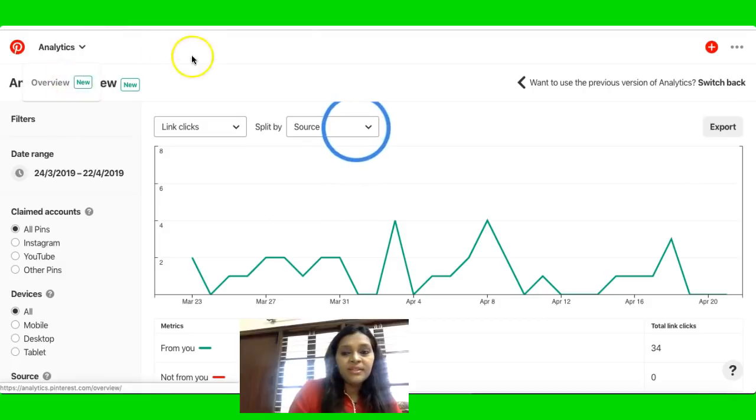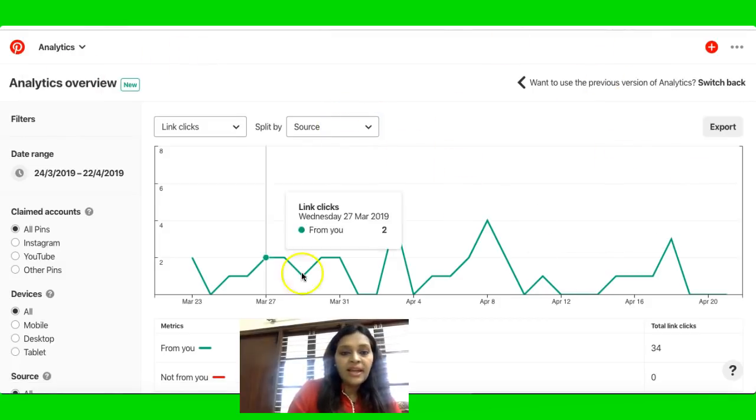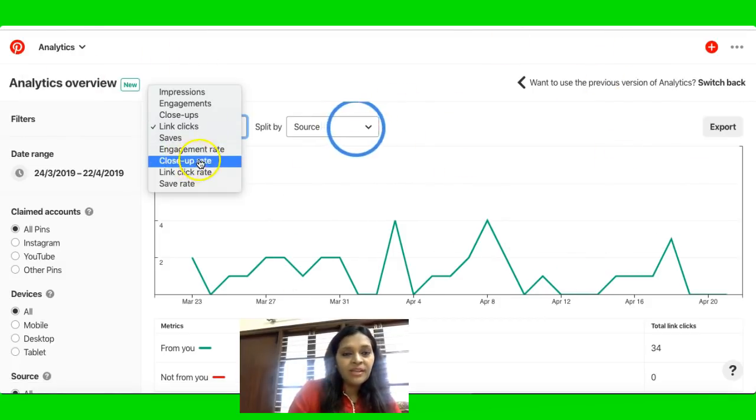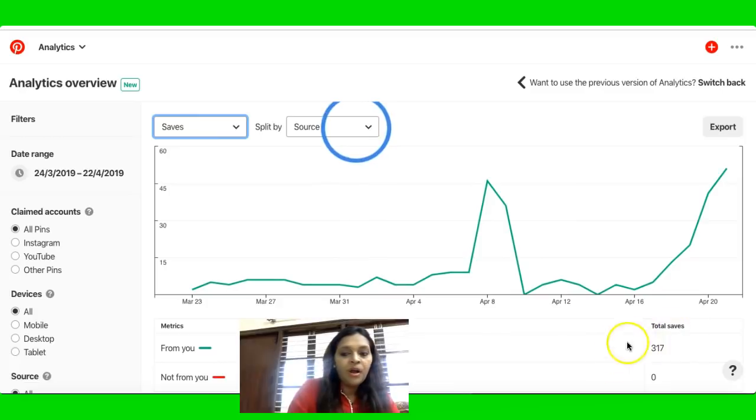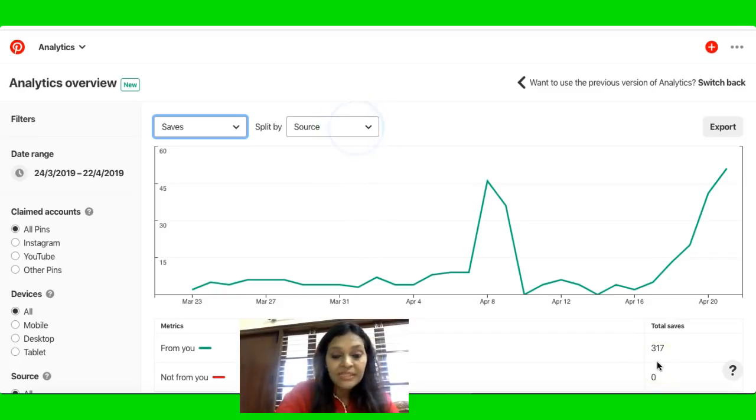So you can see here this is how the analytics will look. You can see the engagement rate, close-up rate, and the save rate. Many people even save your pins. You can see here 317 of my pins have been saved by other people, because I have saved other people's, and other people have also saved my pins.